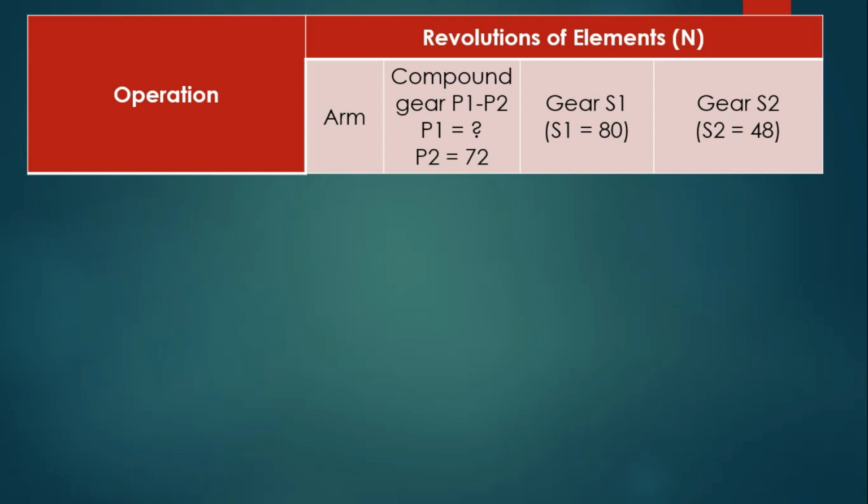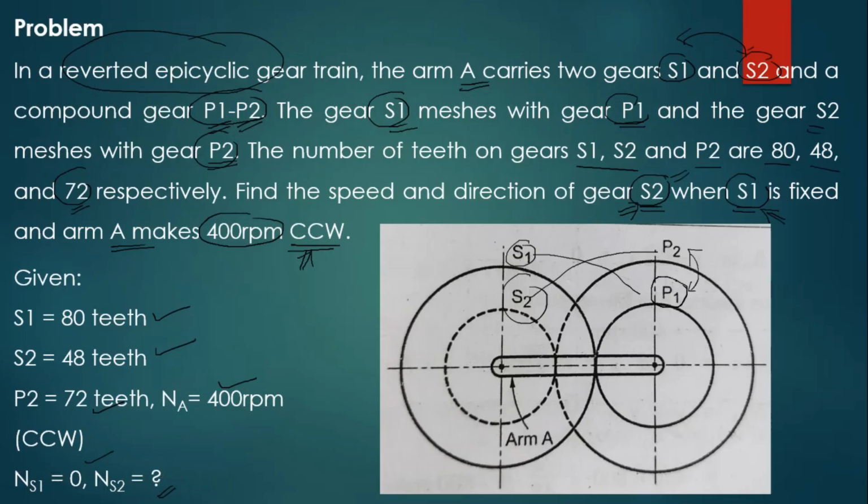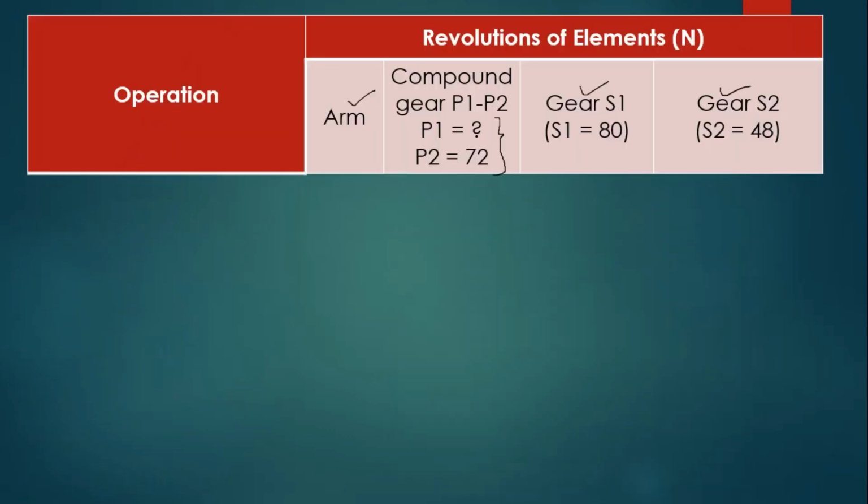So for that we need to do tabulations. Draw a tabulation: this is our first column, the arm, then take the compound gear as the second one, and S1 and S2. We are going to calculate S2, that's why we take it in the last position. The teeth of S1 is 80, teeth of S2 is 48 and teeth of P2 is 72, and we need to calculate P1. How to calculate P1?